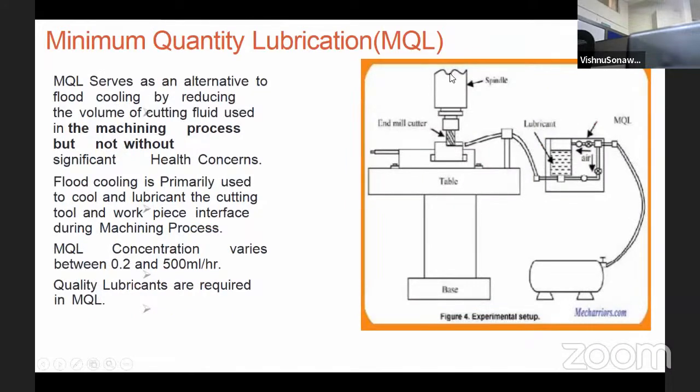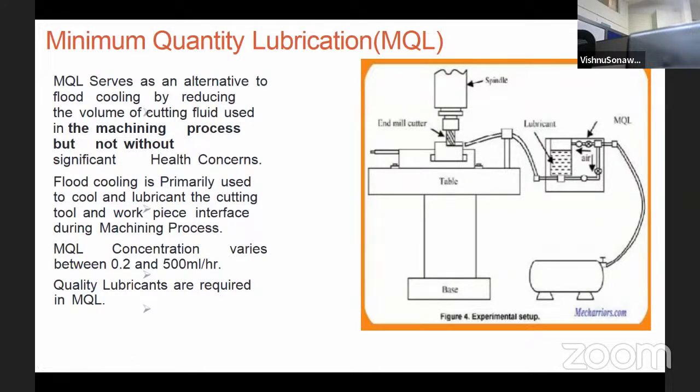And this is the minimum quantity lubrication one. This is the drilling. For the drilling operation, we can apply minimum quantity lubrication. This is the compressor, this is the pneumatic, and this is the hydraulic. The oil is supplied from one end and air is supplied from the other end, and they are mixed in one mixing chamber. This is the end mill cutter, and at the proper place this mixed oil is supplied.